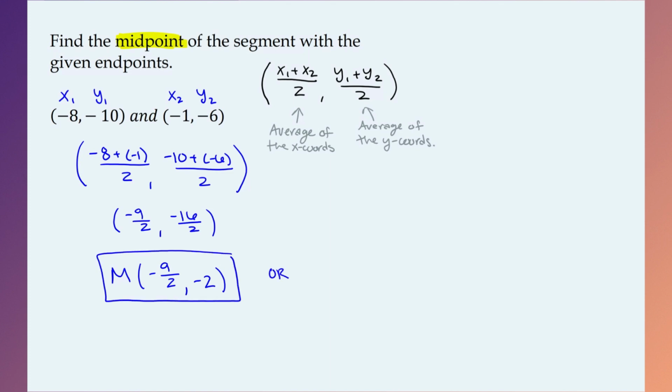You can also rewrite these as decimal coordinates if it's a non-repeating decimal. So we have -4.5, comma, -2. Don't forget to hug your coordinates, they need parentheses.